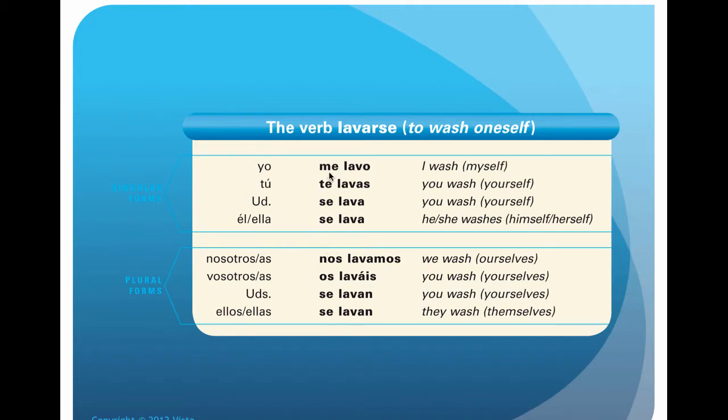The verb lavarse, this is one that is used here in a paragraph. And just to give you a quick rundown, and again, this is more information than what you need at this point. The book is only going to focus on the third person singular for this chapter and the third person plural. Se lava, he or she washes himself or herself. Or se lavan, they wash themselves. Or you wash yourselves. Se lavan. So we have here the reflexive pronouns of me, te, se, nos, se.